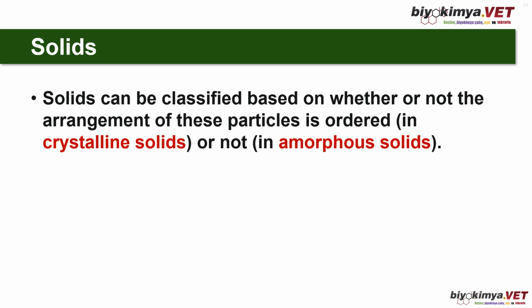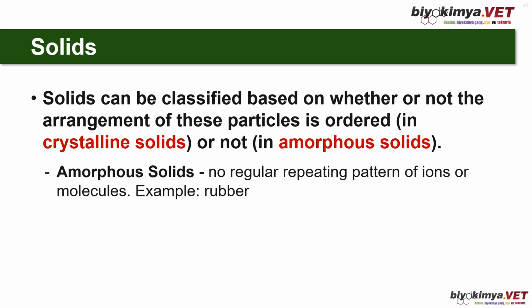Solids can be classified based on whether or not the arrangement of their particles is ordered. Ordered solids are called crystalline, and those not ordered are amorphous solids. Amorphous solids have no regular repeating pattern of ions or molecules. An amorphous solid does not have a definite geometric or crystalline shape. Most classes of solid materials can be found or prepared in an amorphous form.